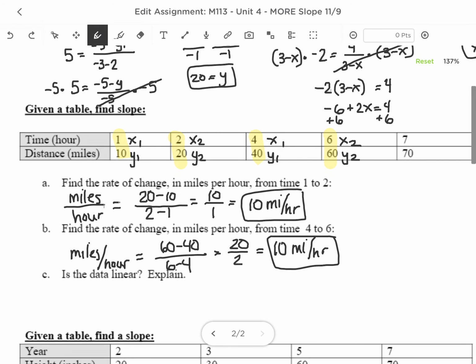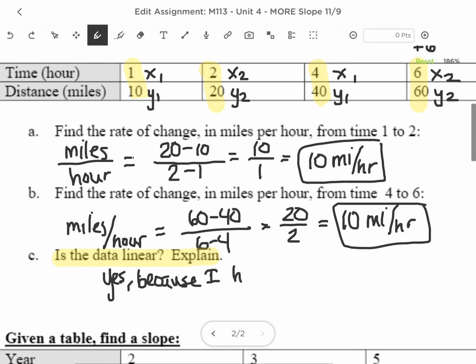The third question is going to ask me, is my data linear? And explain. So is this data linear? Okay, hopefully in your head and what you wrote down was that yes, it is linear, right? Because I have a constant slope. Right? These are the same.